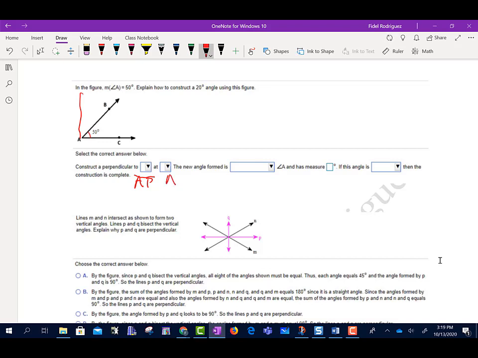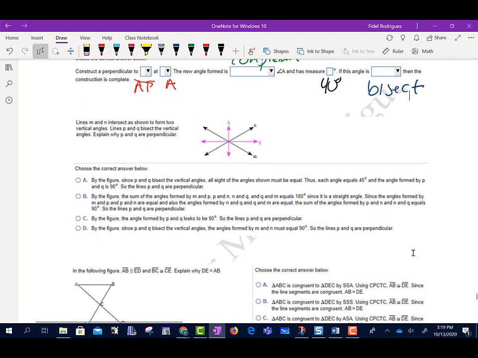Okay. At point A, this angle formed is going to be, because it is perpendicular, the complement, right? Because remember, complementary angles add up to 90 degrees. So if this angle here is 50 degrees, and I know that the whole angle here is going to be 90, then this angle here would have to be 40 degrees. And then if we bisect that angle, then the construction is going to be complete. Okay?